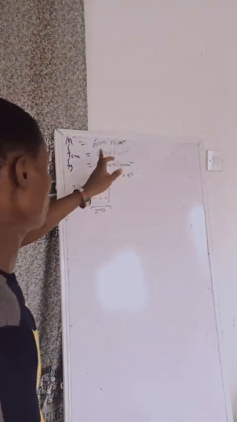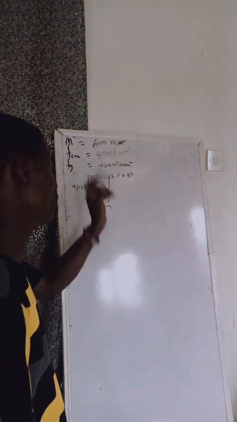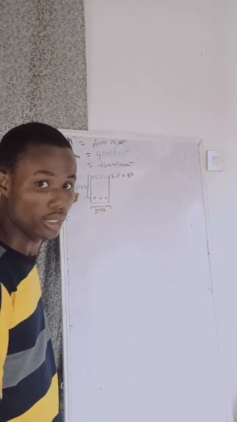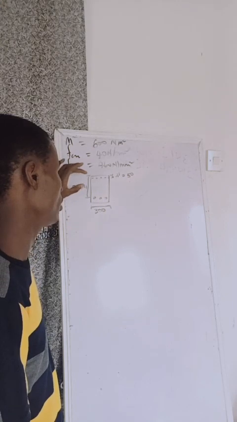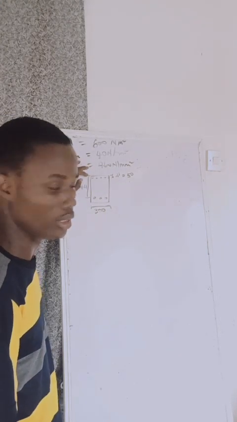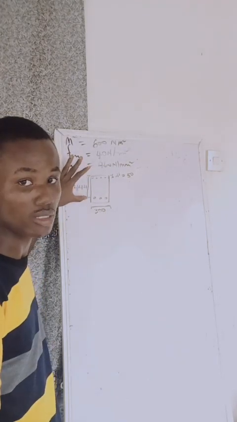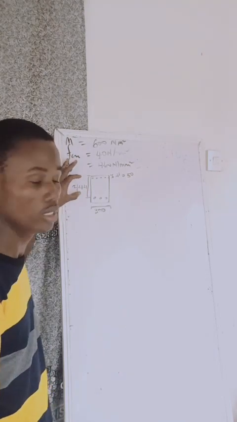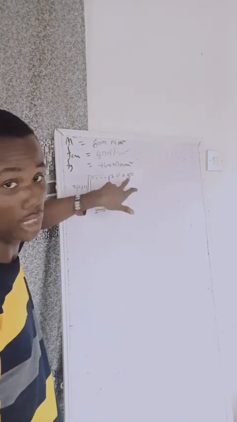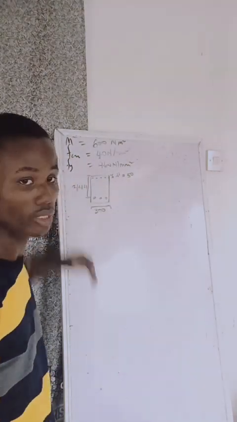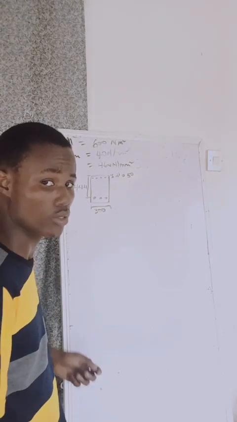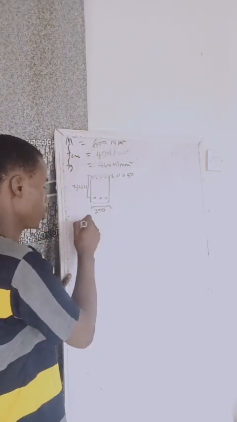Hi guys, this is another question, and we're going to check if it is either singly or doubly reinforced beam. Based on what we can see, M is given, Fcu is given, Fy is given, and here is your d, which is from the top of the beam down to the first tensile reinforcement. Our d prime has been given as 50, and our breadth has been given as 300.